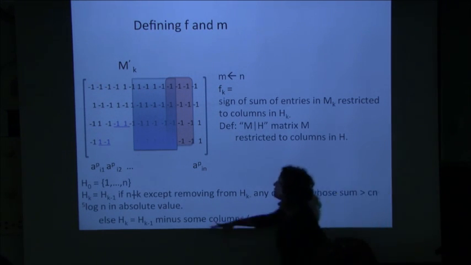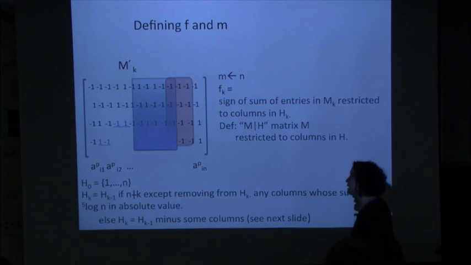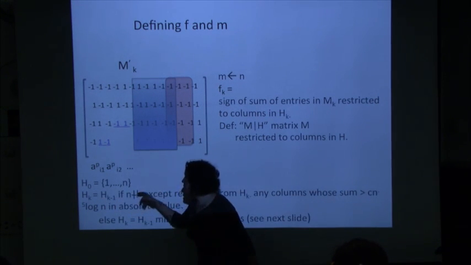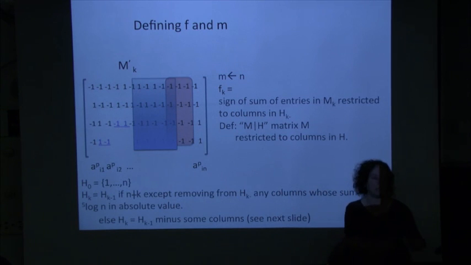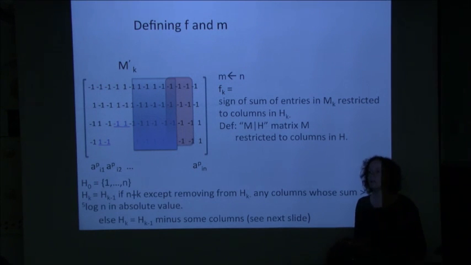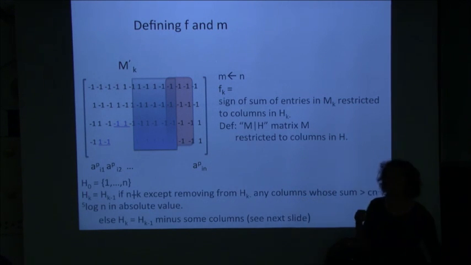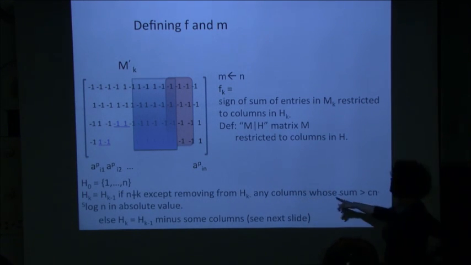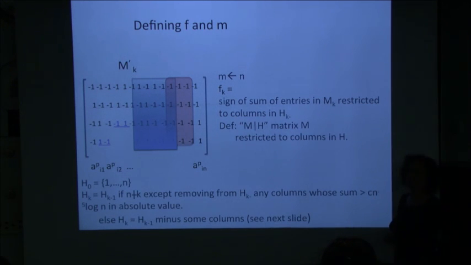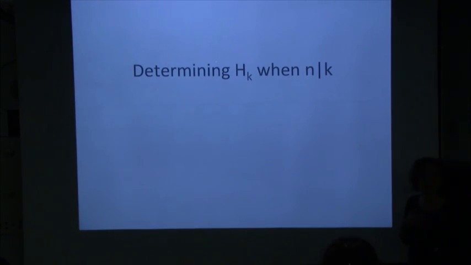OK, and so H0 is going to contain all the columns to start, and gradually it's going to be reduced. Now, if n doesn't divide k, if you're not at the end of a period of seeing n, you're going to divide the stream into chunks of size n. If you're not at the end of a chunk, then you're going to inherit the H from the previous matrix, except we're going to remove any columns whose sums are really unbelievably high. Like, they exceed what we would expect in variance with high probability. OK. So the only question, then, is how to determine the H's.